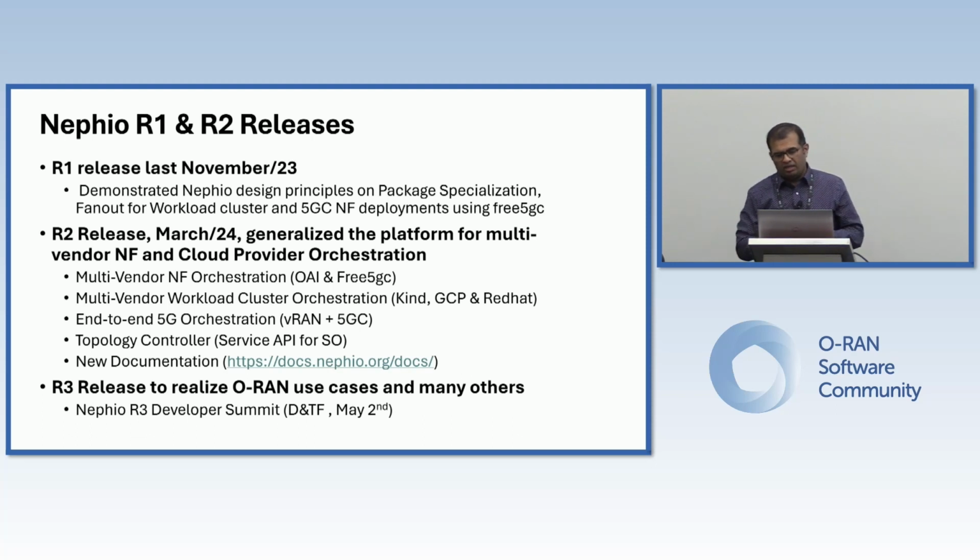One of the features was to show the end-to-end 5G orchestration from vRAN and 5GC perspective. And then we had some of the northbound APIs from a topology controller perspective and so on. There was also some new public-facing documentation that was released. The R3 release, which I think is more relevant to this audience, is where some of the ORAN use cases are being realized. We also have the R3 Developer Summit towards the later part of this week, where you could get a more comprehensive view of all the use cases that are coming out in R3.